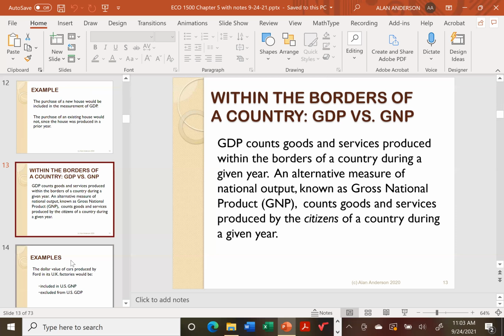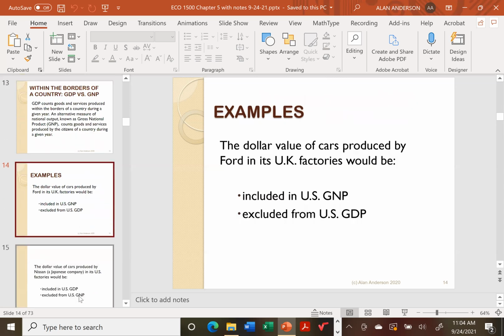There's no measure that's ever going to be perfect, but the hope is that they can capture what kind of economic activity is happening within the border of the United States. Most economists would agree that is the most relevant measure of how well the economy is doing. But on the other hand, we have this other alternative measure called GNP, which does in fact focus on the citizens and not the locations. So let's say, for example, if Ford produces cars in its UK factories, that will get counted in US GNP because it's an American company, but not US GDP because it's not being built in the United States.